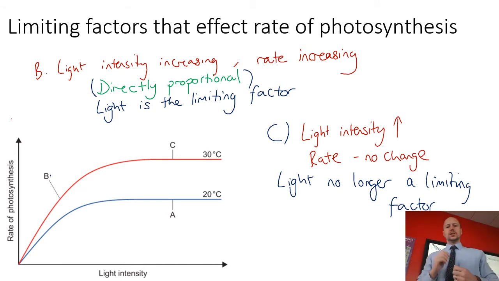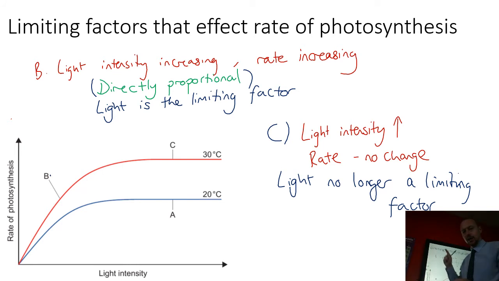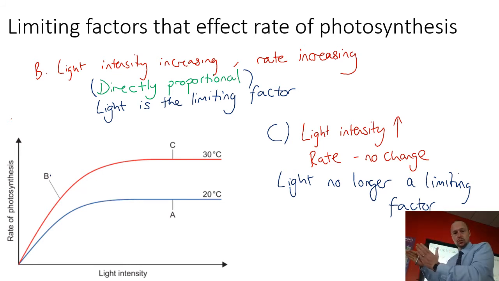Right, so on part C of the graph, you still need to say as light intensity increases, because it's going to the right, which shows you that light intensity is getting bigger, the rate is not changing. You can't really use language to describe the relationship like directly proportional or inversely proportional. There's just no relationship, there's no effect. So what you need to say now is that light is no longer a limiting factor.